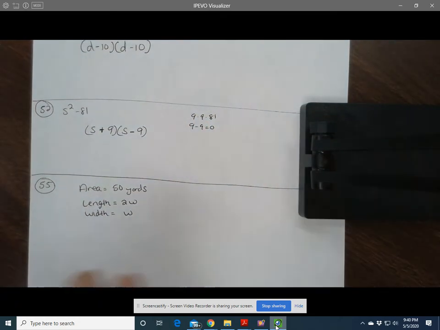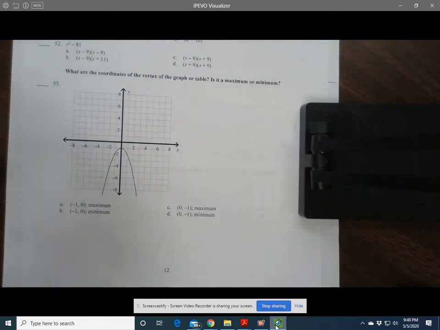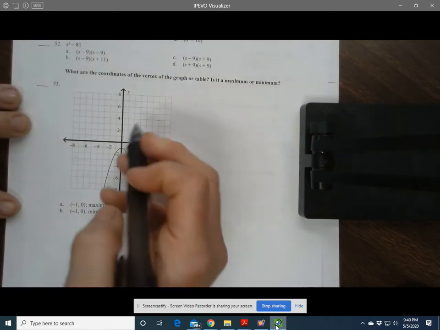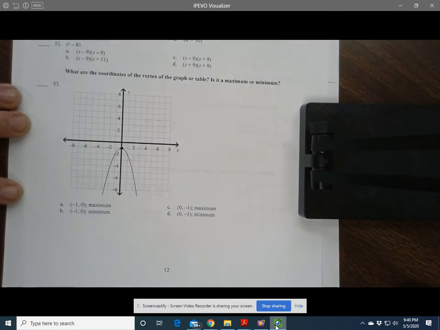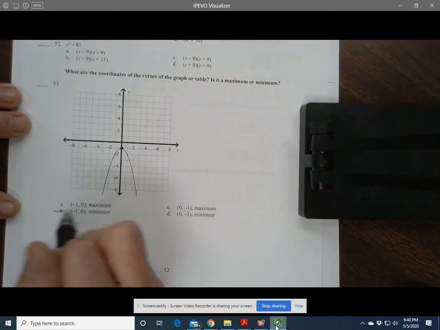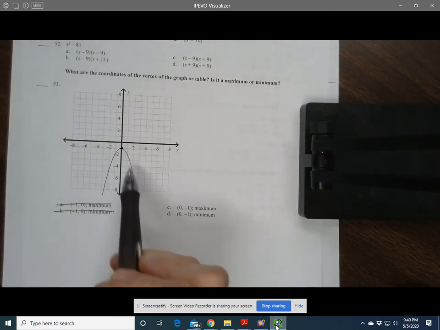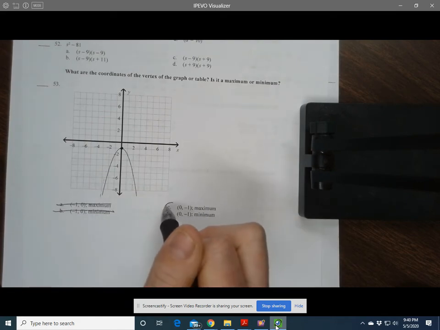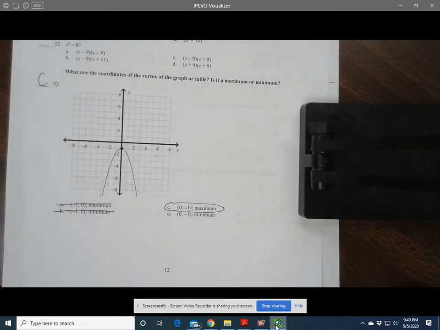Let's look at number 53. This is one we did, actually 9-2, we did right before, and this one shouldn't be bad. It's asking, what is the vertex? Well, the vertex is the very center. So what is that point right there? That point is 0, -1. So that eliminates both of those options. And then since that is at the top of the parabola, that is considered a maximum. So the answer to that one is C.